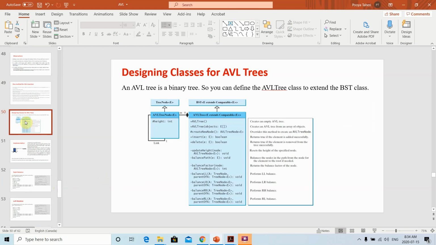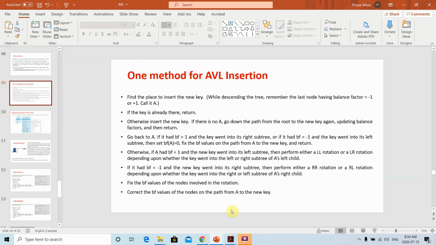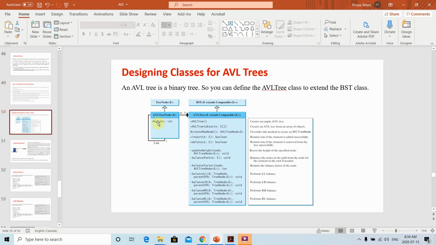So, in the AVL tree node, in addition to all the member functions we had, if it's a link reference, we also had the root pointer, right? We also have to have another member variable for every node, okay? That member variable can be the height of the node or the balance factor of the node. In this implementation, we picked the balance factor as the member variable, or it can be the height of the node.